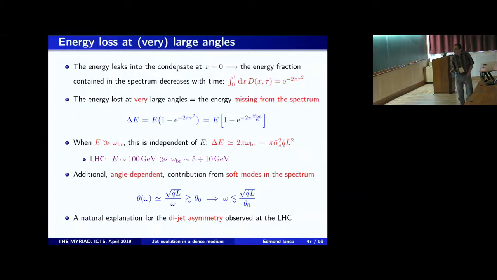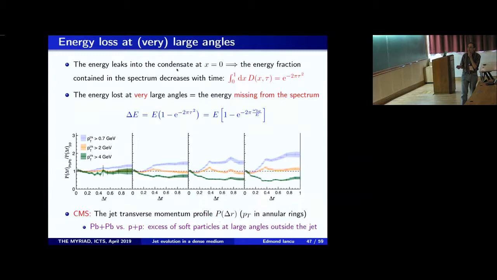And this mechanism has the right features to explain the dijet asymmetry seen at the LHC. I show here some data from CMS. We just show the profile of energy in angle starting from the jet axis. So this is a jet. The jet has an opening angle of about 0.4, but they keep looking at the energy distribution outside the jet up to angles as large as 1. You see that if you go outside the jet, above 0.4, there's an excess. This is the ratio of proton-lead divided by proton-proton. There's an excess in lead compared to proton-proton if you look at very soft modes. So outside of the jet, there's a huge excess in lead as compared to proton-proton. From the hard modes, there's a deficit because the hard modes don't exist anymore, they lost energy.